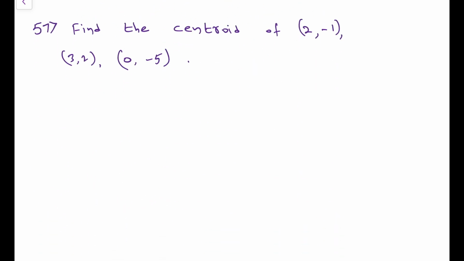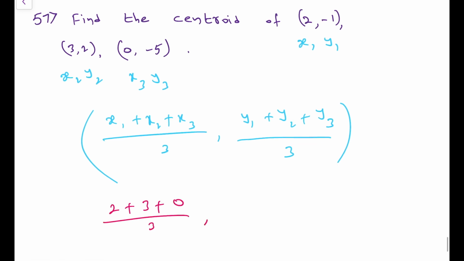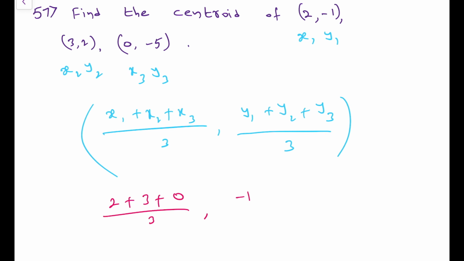Next question is find the centroid of (2, -1), (3, 2) and (0, -5). So the first given points we will go with x1, y1, x2, y2, x3, y3. Centroid formula is (x1 plus x2 plus x3) by 3, (y1 plus y2 plus y3) by 3. Now x1 is 2 plus x2 is 3 plus x3 is 0 by 3, comma, y1 is -1, y2 is 2, y3 is -5 by 3.